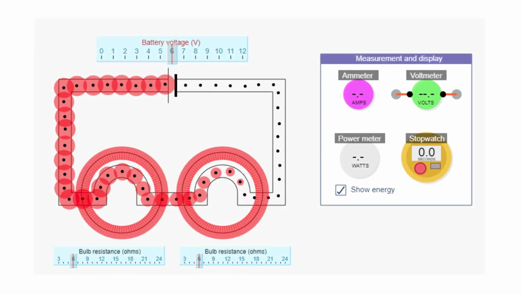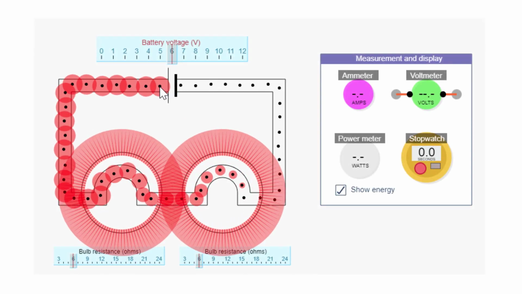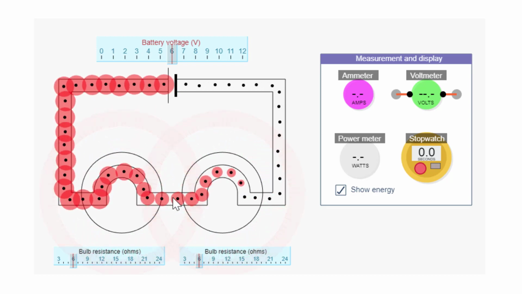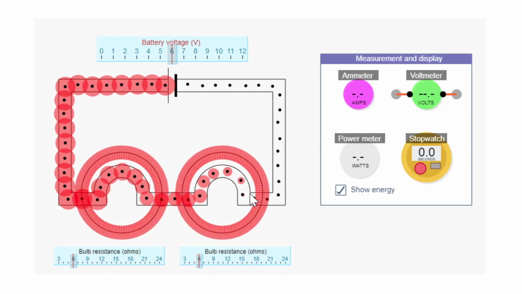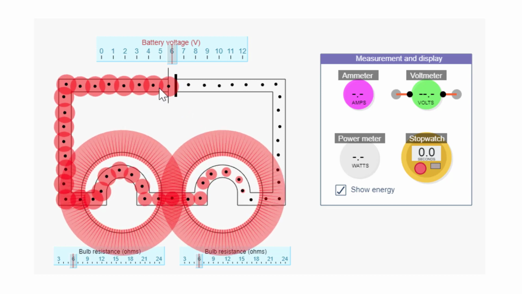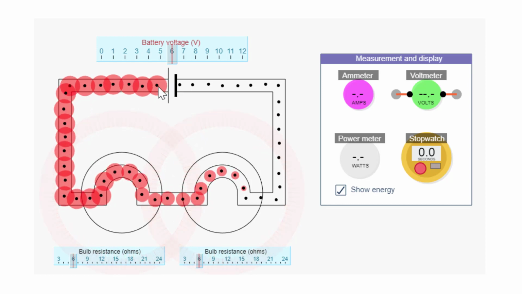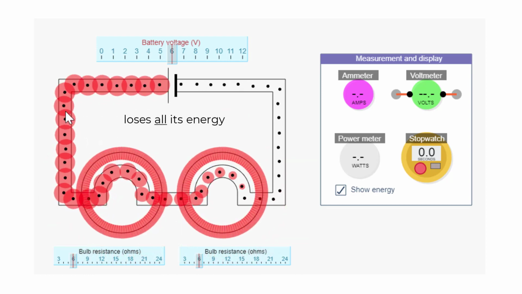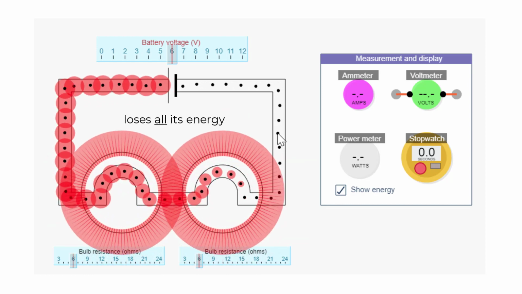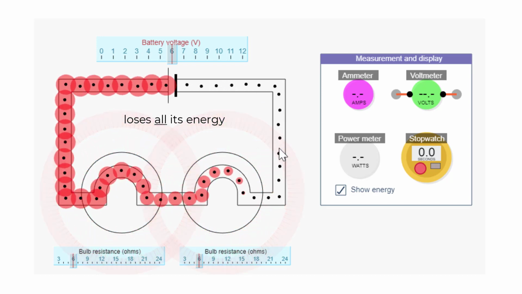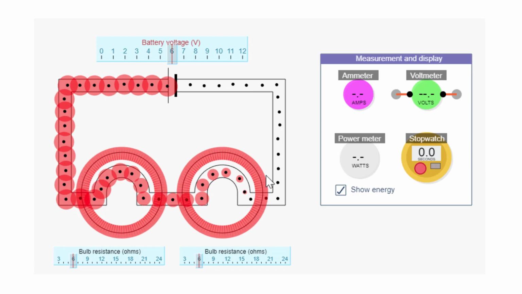Here's a series circuit, and if you follow a charge round the circuit, you can see that during its journey from one side of the battery to the other, it loses all of its energy. Look, all of these charges have zero energy. Some of these charges don't end up with a little bit of energy coming out of the other bulb.